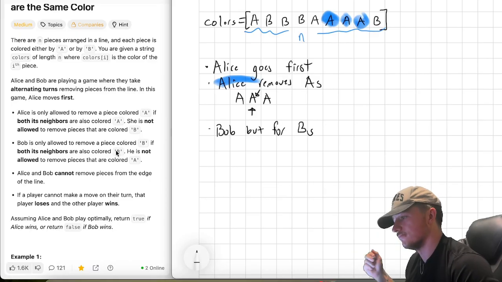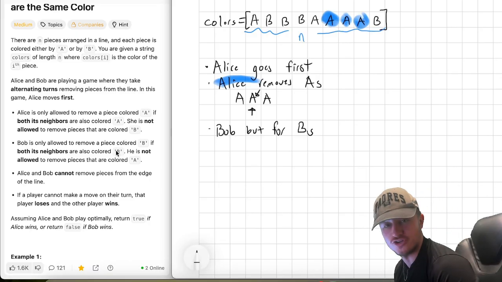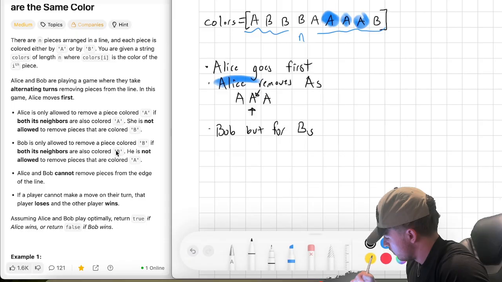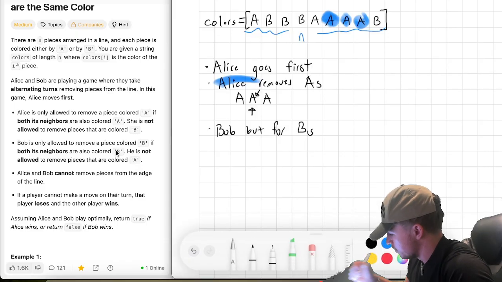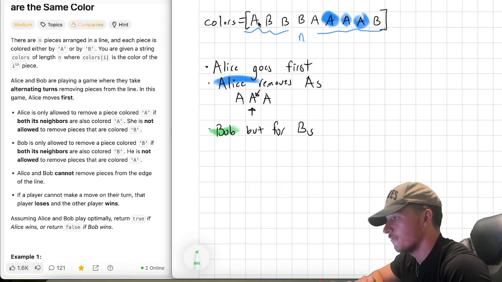And I just didn't write everything out, being lazy, and now maybe the instructions aren't clear, but whatever. So let's just go through what Bob can do. Can Bob remove this first A here? No, because Bob can only remove B's.